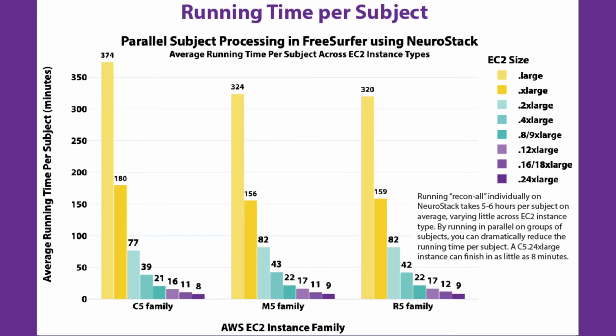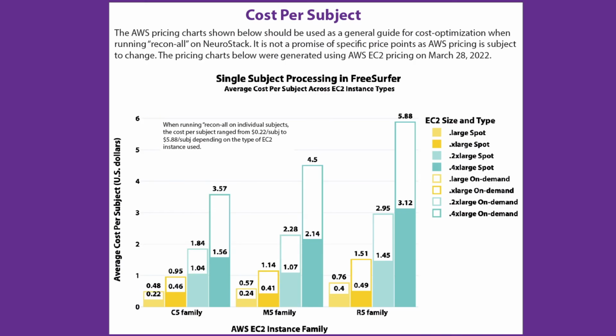Shown here is the result of processing recon-all in parallel. We can run as many subjects in parallel as there are CPUs on the machine. When we use a .24xlarge to run 96 subjects at a time, our running time per subject takes as little as 8 minutes. Let's look at the cost per subject when recon-all is run individually versus in parallel.